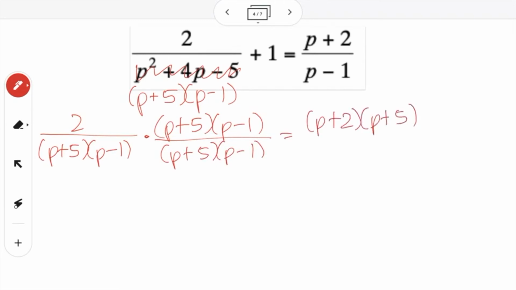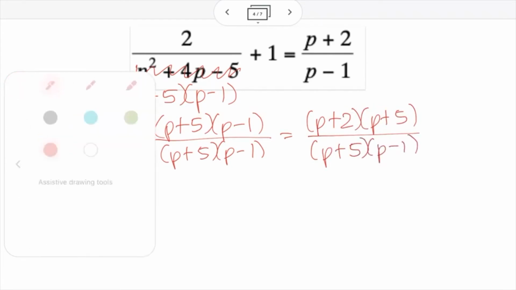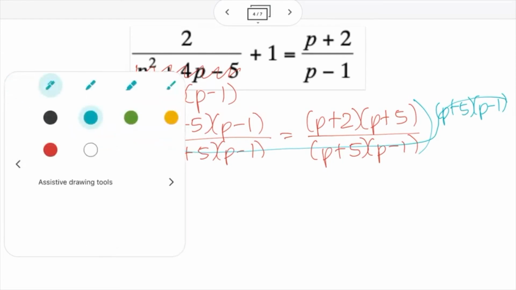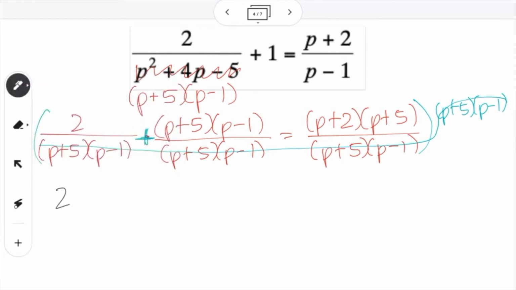And then I'm going to multiply the last one by just p plus 5. And then again, I can multiply my whole equation by p plus 5, p minus 1, and all my denominators cancel. Oops, this is a plus sign. I'm going to go ahead and actually FOIL out this problem as I go. So I'm going to multiply this out.